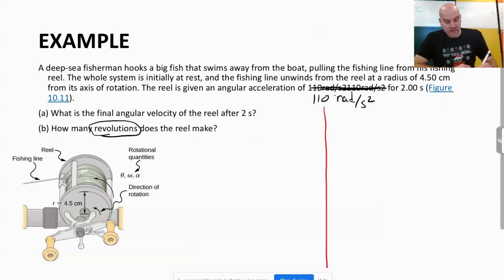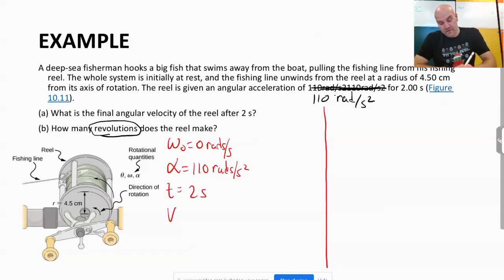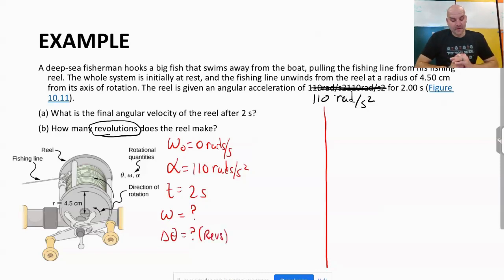If we write down what we know, our initial velocity is 0 radians per second, because before the fish jumps on, it's not moving. We know the angular acceleration is 110 radians per second squared. We know the time is 2 seconds. And then what are we missing? I wrote V. You're going to see that happen a lot in this unit. I'll write the wrong unit. So we're missing omega and delta theta, but we need this in revs, not radians. Okay, so let's figure out some of these. Let's go ahead and start solving.